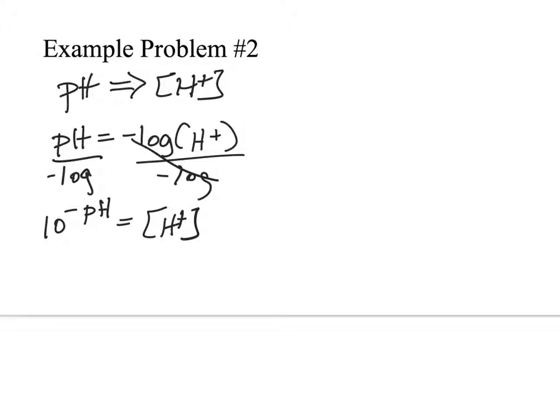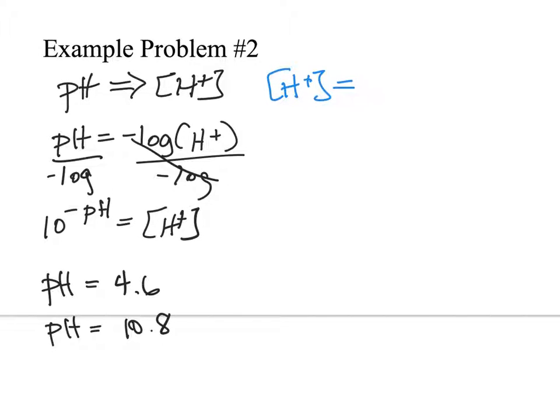All right, so let's look at two different pHs. pH is equal to 4.6, and pH is equal to 10.8. So from looking at them, I know the exponent for the first one should be somewhere around 10 to the negative 5th. And in our second example, 10 to the negative 11th, if we're looking at the closest whole number. All right, so let's set this up and work this problem. Hydronium is equal to 10 to the negative 4.6.